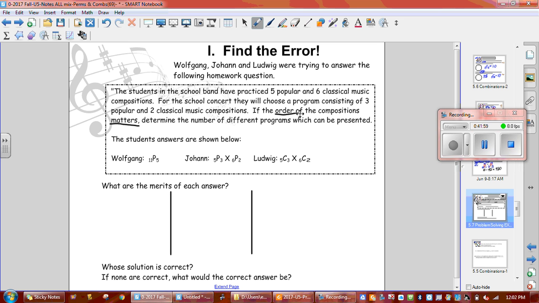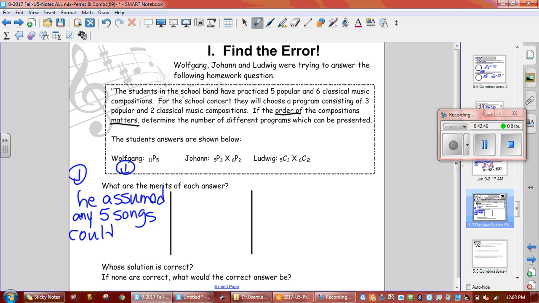Now, the order does matter. So you're going to have your populars and you're going to have your classicals. But do they have to be ordered specifically, in terms of classical, then popular? It doesn't give us a specific choice. That's why Wolfgang is wrong. So this is number 1, Wolfgang. He assumed that any of the 5 songs could be played, when it specifically said 3 popular and 2 classical. So he did not consider the specifics.